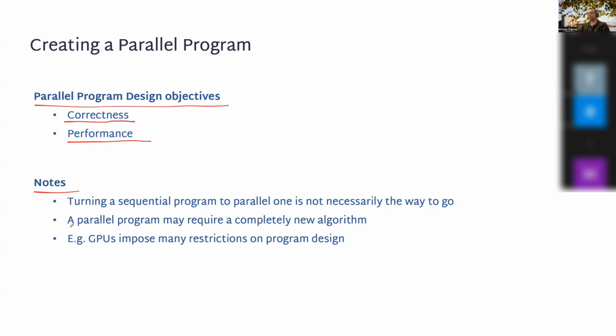So you should be careful that sometimes, especially when it comes to machine learning and optimization, you need to design a new algorithm to enable parallelism and problem decomposition. For example, when you want to perform parallel computing on GPUs, they impose many restrictions on the program design. So you should really think about what kind of program you are trying to design based on the hardware and the architecture that you are working with.